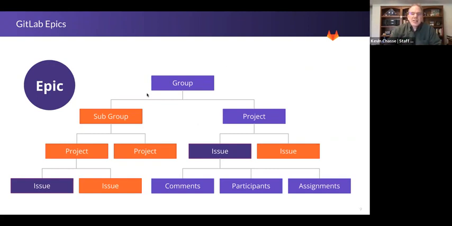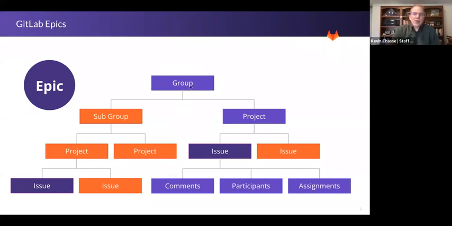So the idea here is this purple group is a top level group. So you have your GitLab instance, and you can have any number of top level groups in that instance. And then within that top level group, you can have as many subgroups as you want, which can then have subsequent subgroups, or you can even have projects directly in these groups. You can also have projects within the subgroups, and then within the projects is where your issues, merge requests, and so on live.